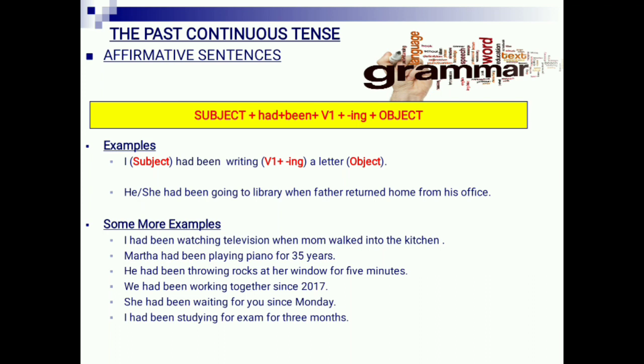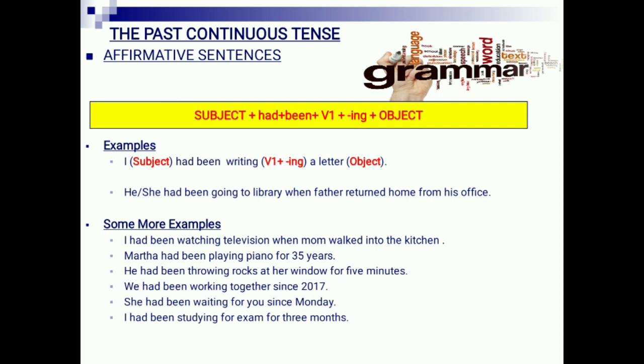Getting? See the examples. I had been writing a letter. I is the subject, then we are adding had been, and then writing is the main verb. We are joining ing to write, that is writing a letter. I had been writing a letter. Getting? See the next example. He or she had been going to the library when father returned home from his office, right? So we will see some more examples for your better understanding. I had been watching television when mom walked into the kitchen.